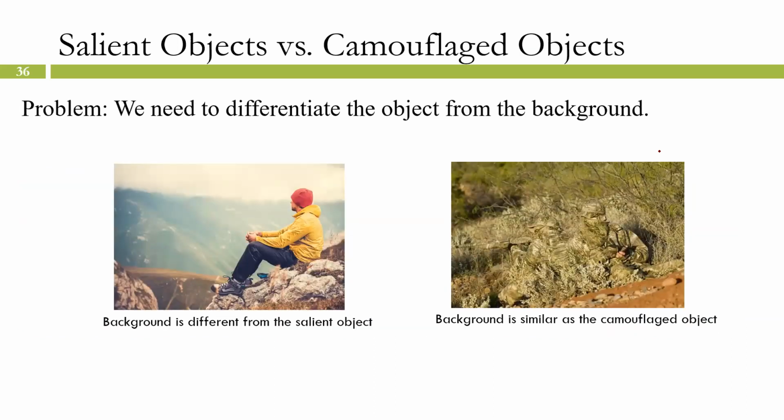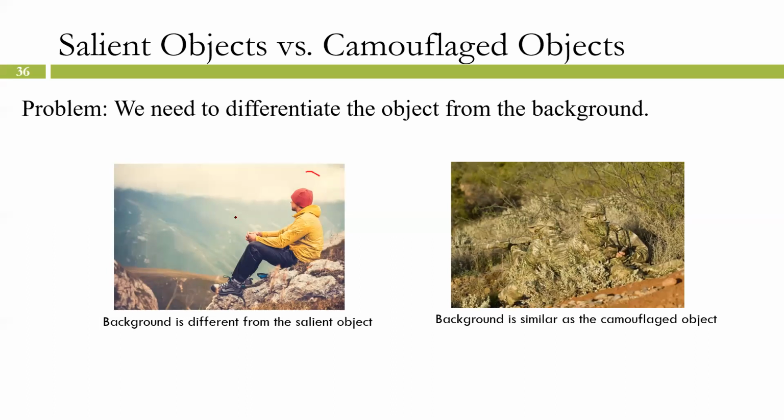So we have scene object versus camouflage object. What do they have in common? We try to extract the object out from the scene. Yes, this is a common task. But the thing is, in saliency, the background is different from the scene object.